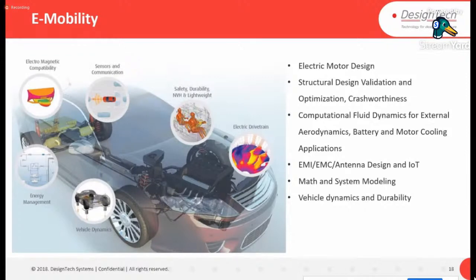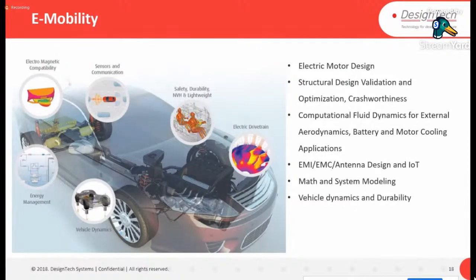A battery tends to heat up. If you're using your phone continuously for 2-3 hours, you can actually feel the back of your phone getting heated up. Similarly, when you're driving an electric vehicle for a period of 6 hours or 8 hours, the battery starts getting heated up. The battery needs to be cooled. So what kind of a cooling mechanism do you need? That comes into the picture.